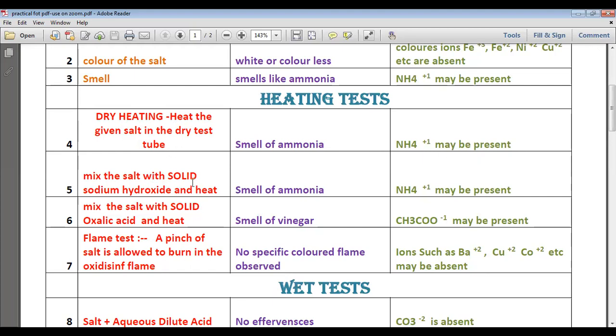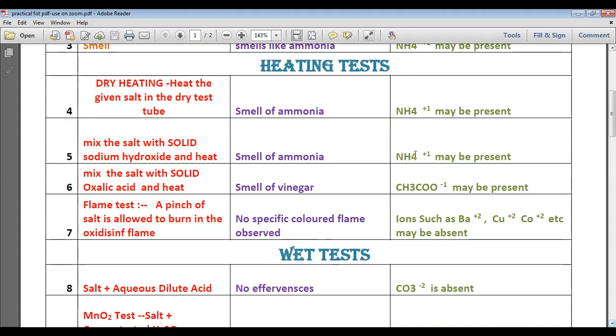Now we'll mix the salt with solid sodium hydroxide, and if we heat it, when we heat the salt with the solid sodium hydroxide, we again get the smell of ammonia, and that is why we can say that the ammonium ion, NH4 plus ion, is present. Then we are going to perform another test.